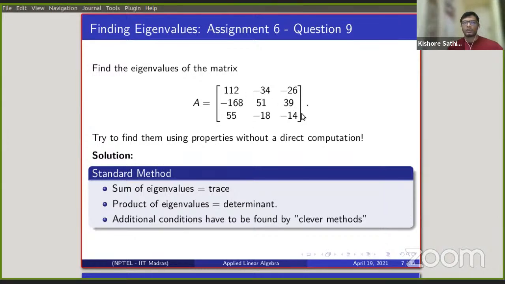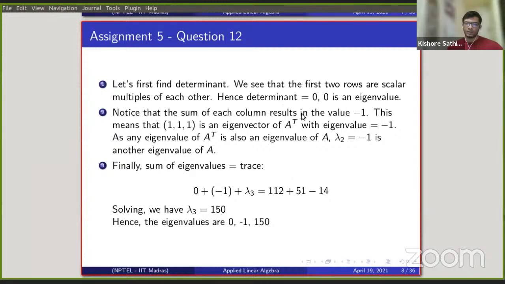So we know by the properties of determinants that if any 2 rows are multiples of each other, then the determinant will automatically go to 0. So the determinant is 0, which means that lambda 1 times lambda 2 times lambda 3 is equal to 0. So at least one of lambda 1, lambda 2, or lambda 3 has to be 0. So 0 is an eigenvalue.